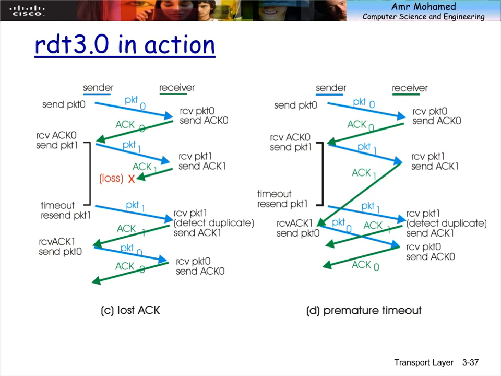Here is lost acknowledgement. So the packet has reached, but the acknowledgement was lost. So in this case, to me, it's the exact same thing. For the sender side, it's the same thing. It's slightly different for the receiver now. It will drop the duplicate packet, but it will send an acknowledgement for the previous packet that it has received correctly.